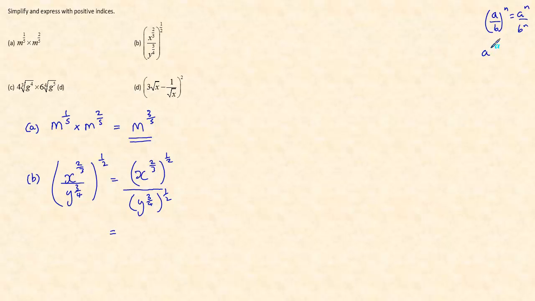Now we can use a to the m then to the n is a to the mn and multiply here. So 2/3 times 1/2, so the 2's will cancel, we'll get 1/3, so that's x to the 1/3 over 3/4 times 1/2 is 3/8, so that's y to the power 3/8.